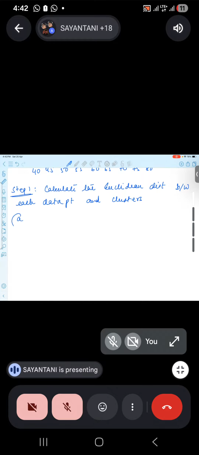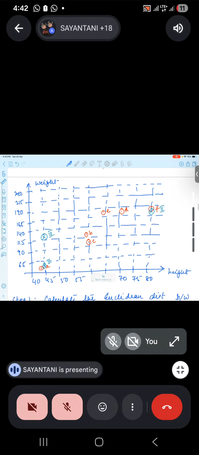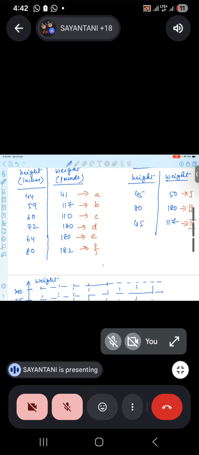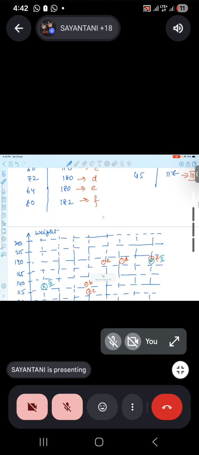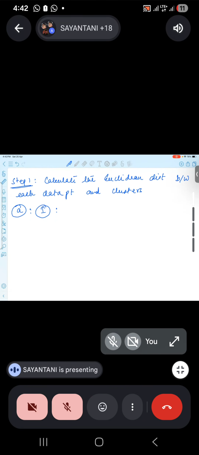Okay. So for simplicity, first write A. This is one coordinate of your data set. You have to calculate the Euclidean distance between A and centroid 1. If you remember, A is 44, 41 and centroid 1 is 45, 50. So the Euclidean distance will be the square root of (45 minus 44) whole square plus (50 minus 41) whole square. The value you will obtain is something like this.